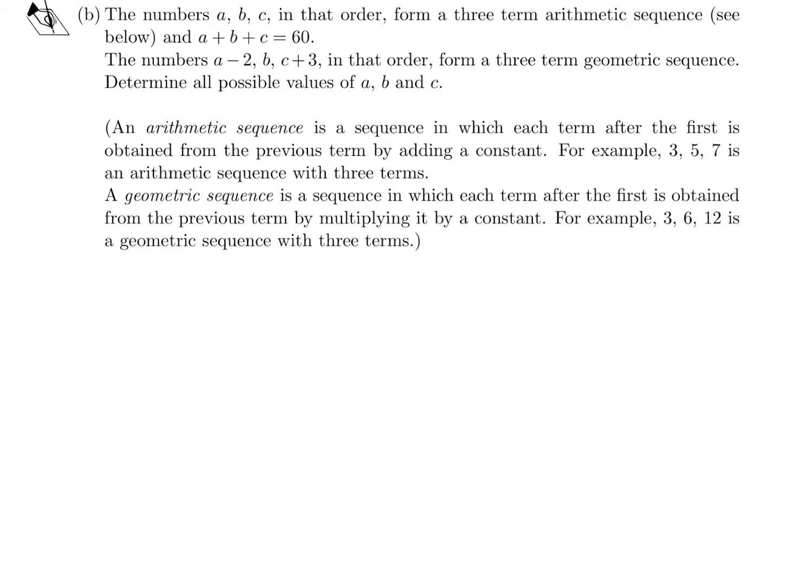Well, if you're in grade 12, I'm certain you know what an arithmetic sequence and a geometric sequence are. So let's first start with the arithmetic sequence. It's A, B, C. Now we know that an arithmetic sequence is of the form A plus D, A plus 2D, A plus 3D, A plus 4D, and so on. So that's what these are. But they also give us this equation that A plus B plus C is equal to 60. Okay, no problem. That's very helpful.